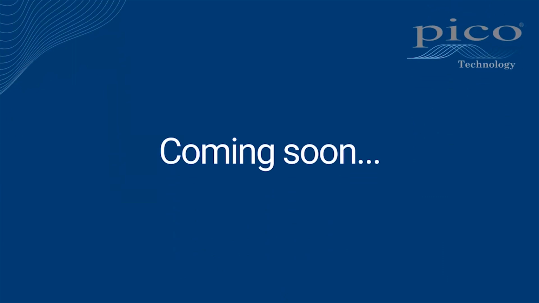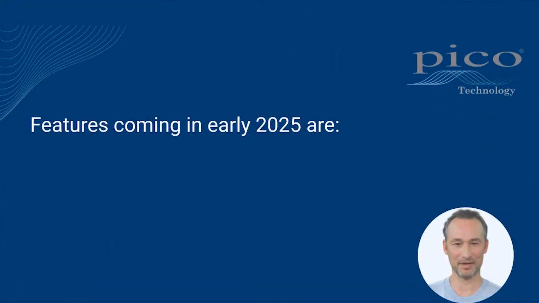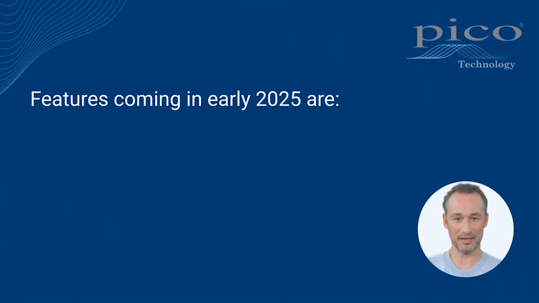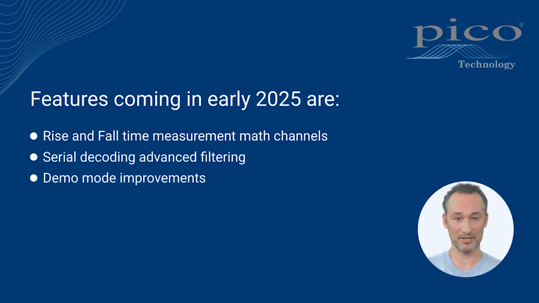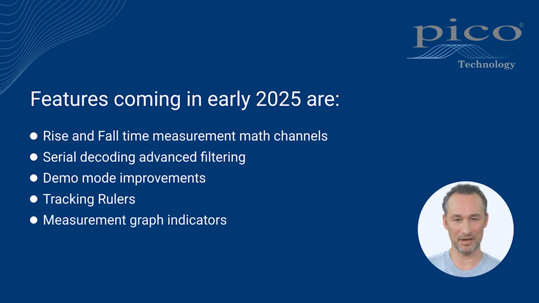What's coming next? Great features and improvements coming in early 2025 are rise and fall time measurement math channels, serial decoding advanced filtering, demo mode improvements, tracking rulers, measurement graph indicators, plus lots more.